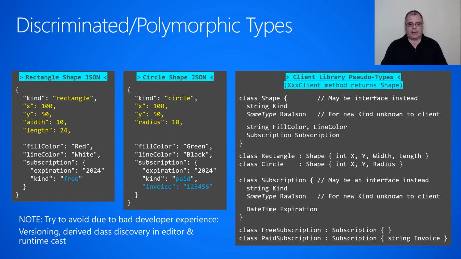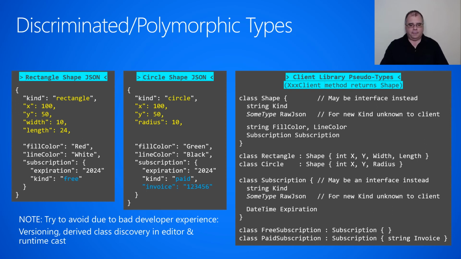Then, depending on your language, you would have rectangle derived from shape, or it would implement the shape interface, and you would have the field specific to a rectangle. Similarly, for circle, it would be derived or implement the shape type, and then it would have the field specific for that. Sometime in the future, in version 2, there might be a triangle class, and that would also be derived from shape or implement the interface, and it would have whatever fields it needs in order to describe a triangle.